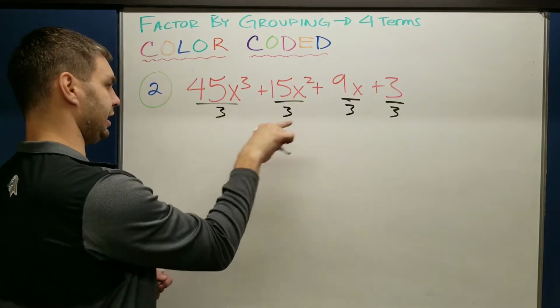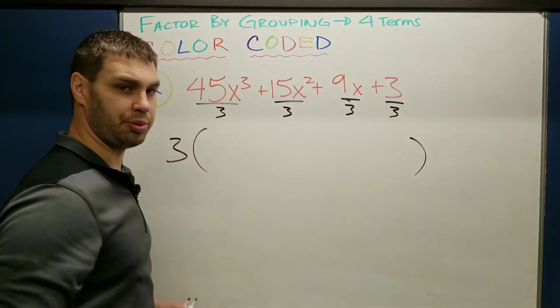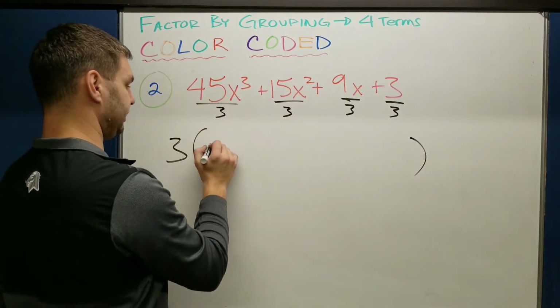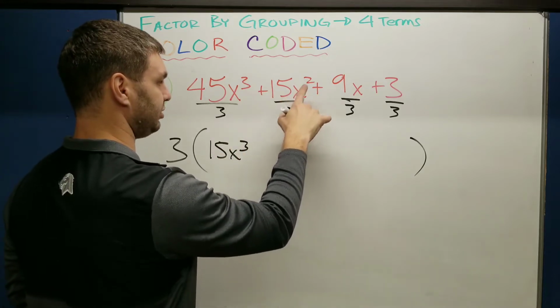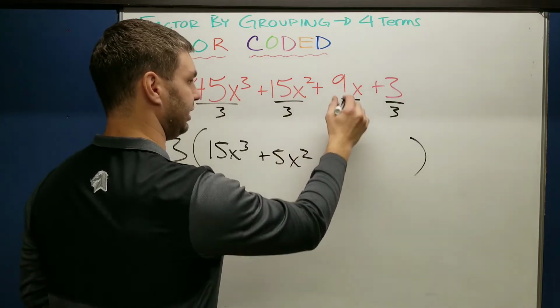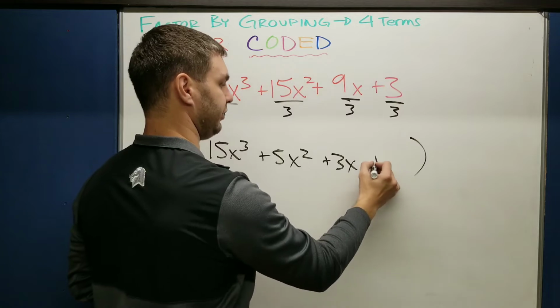And then what I'm going to do is take that 3 and put it outside a big set of parentheses that spans the whole problem, and we're going to do the division. 45x to the 3rd divided by 3 is now 15x to the 3rd. 15x squared divided by 3 is now 5x squared. 9x divided by 3 is 3x, and 3 divided by 3, of course, is 1.